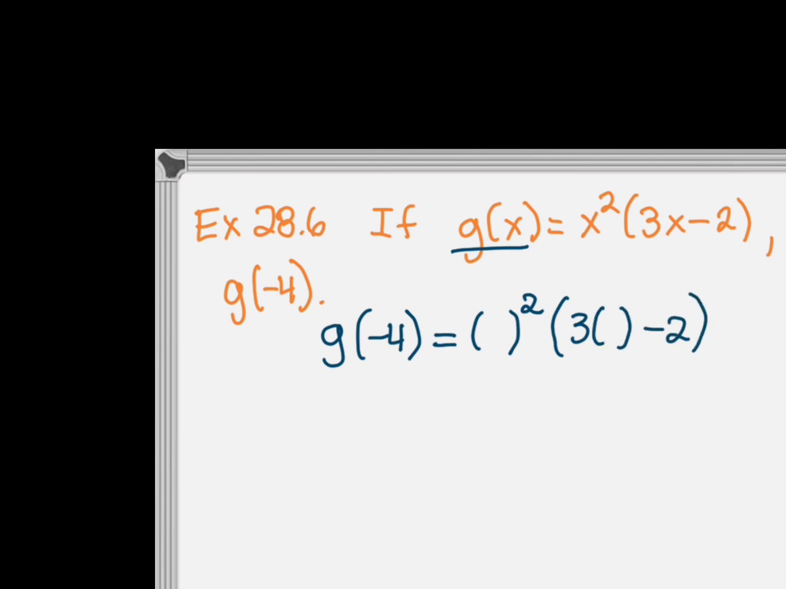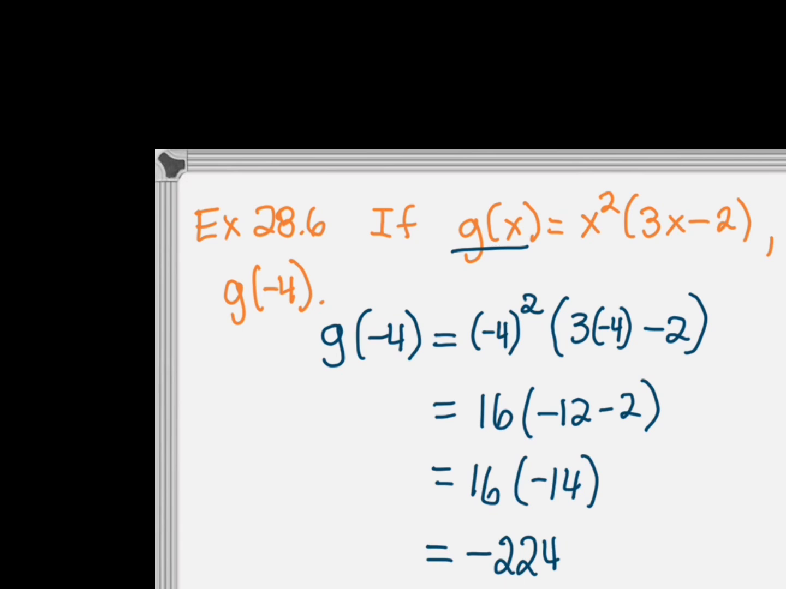minus 2. And so we change the value. Here is negative 4 and negative 4. And using order of operations, we're going to simplify these very carefully. So if I multiply 16 times negative 14, we get negative 224. And again, we keep the g of negative 4 to say that that's our answer when I put negative 4 into the machine or into g of x.